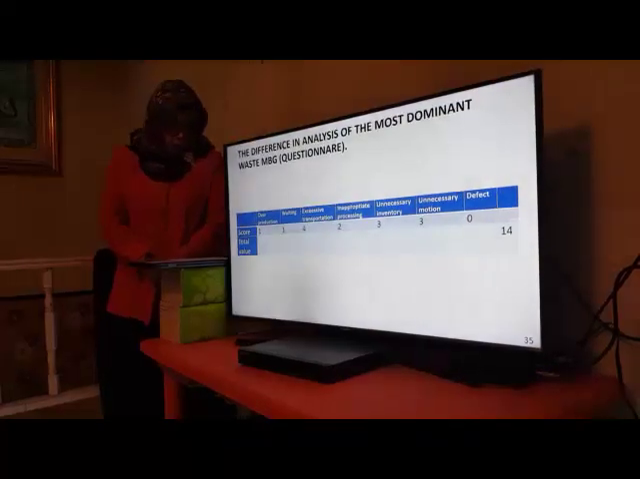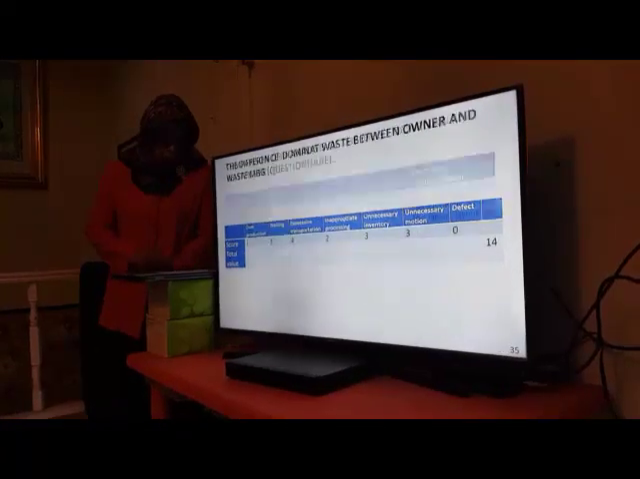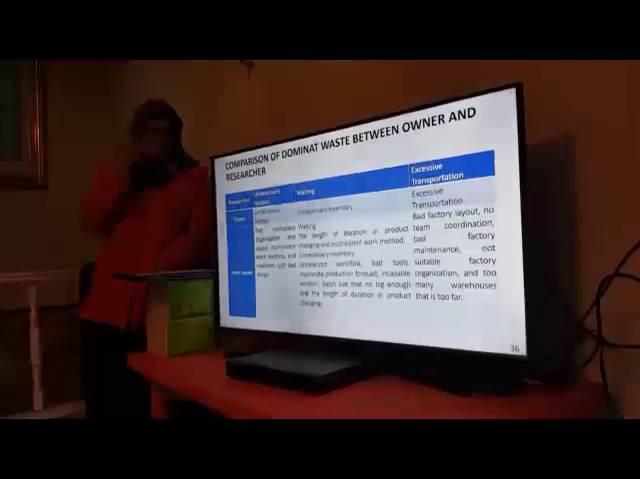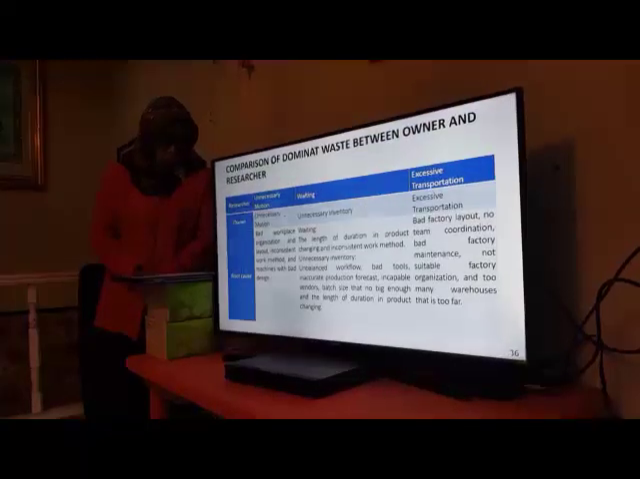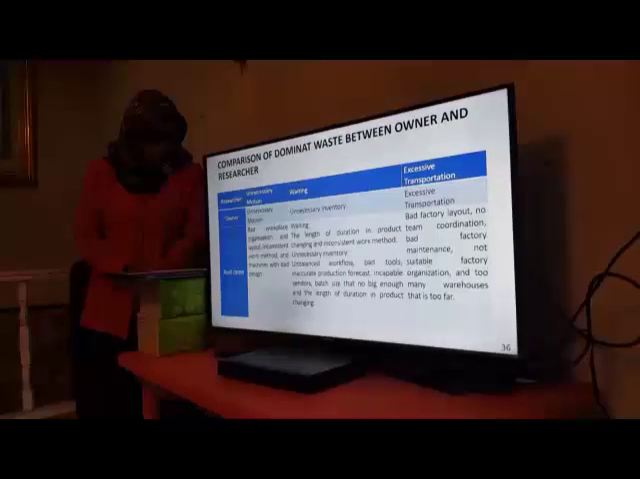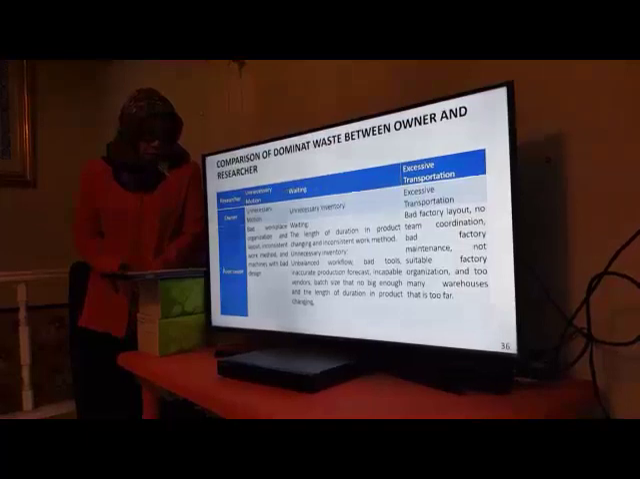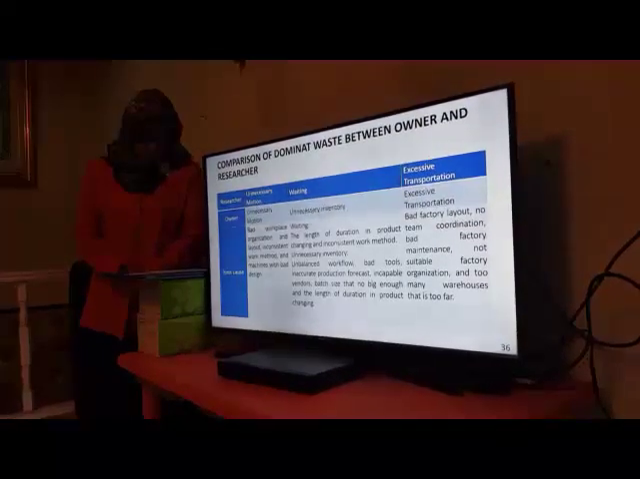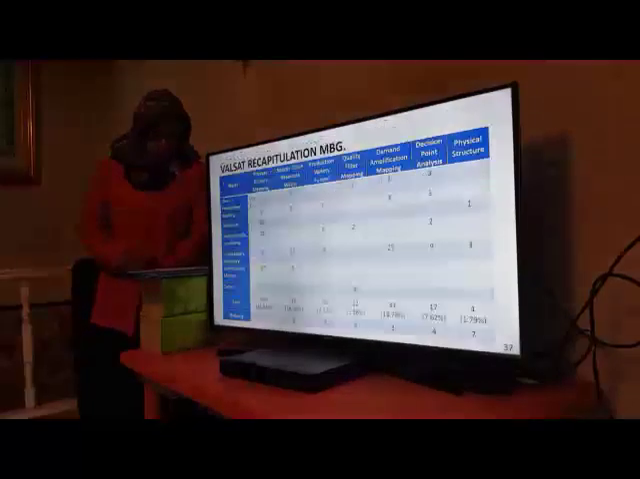From the questionnaire, we find that the total score value for category 1 is 14. This is the comparison between the researchers and the owner. The difference is that the owner said unnecessary motion, but from the research we talk about waiting, and the owner said unnecessary inventory. And the research points to excessive transportation, which is the same as the owner as well.